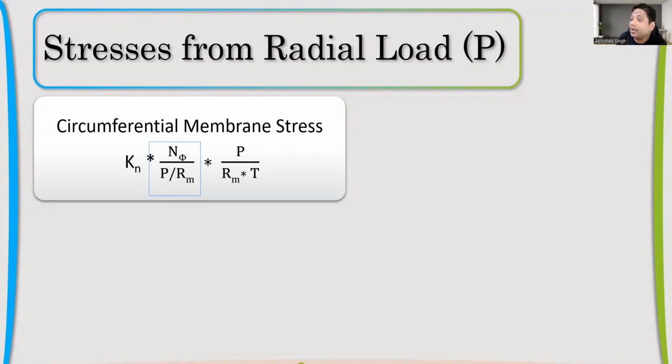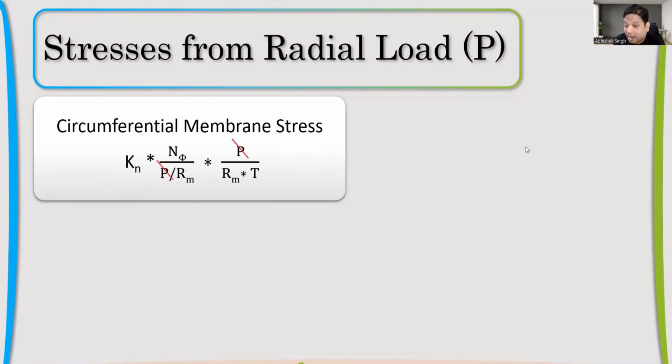If you consider that this part is given by somebody, this part, we already know the radial load, we know the radius, we know the thickness. So if this constant is known, Kn is anyway 1 for ductile material. So our job is done, right? We will be able to get the stress directly. So that is what we will be doing.